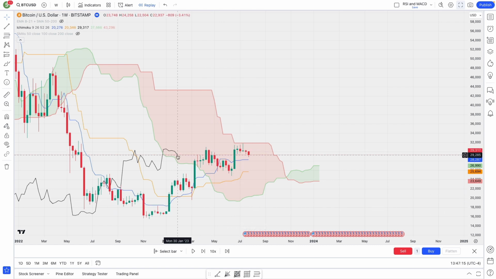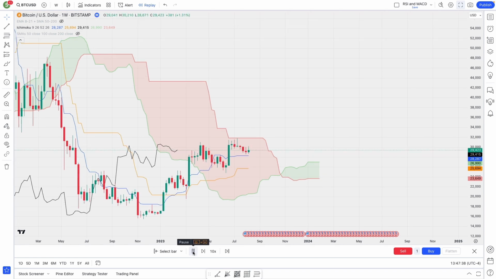We are below the lagging span. The conversion line crossed the baseline. We're in a red cloud, but the future cloud is now looking green. And we've gravitated from the support area here up into the resistance of this cloud. So a few of these indicators are, well, many of them now are starting to look much more bullish. We've got another big green engulfing candlestick there on the weekly chart.